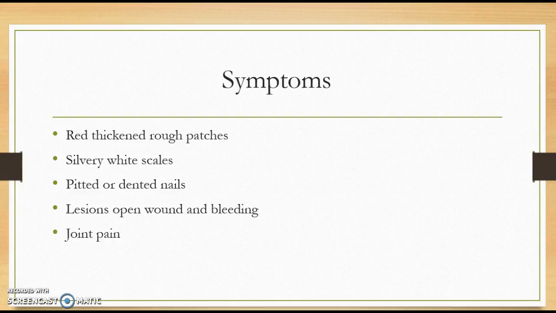Symptoms: because there are 5 different types, the symptoms do vary, but the most common symptoms are red, thickened, rough patches, silvery white scales, and pitted or dented nails. These symptoms appear most commonly with nail psoriasis. And because of the lesions, they become very dry. They often cause open wounds and bleeding. And some individuals experience psoriatic arthritis, which causes joint pain.